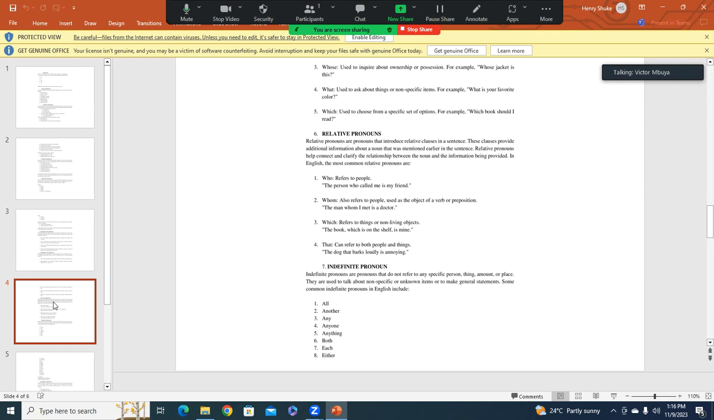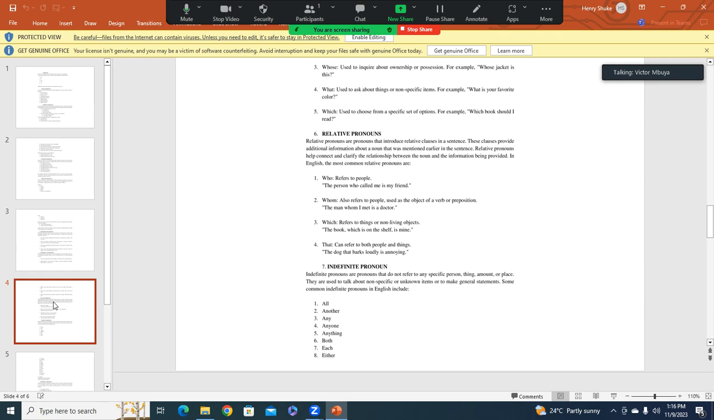Number 5, we have which. So which is used to choose from a specific set of options. For example, which book should I read? Finally, let us look at the 6th type of pronoun, that is relative pronouns.